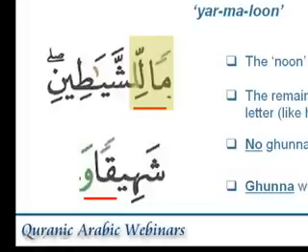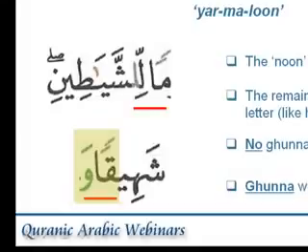So they've actually put the shadda in for us to show us the assimilation taking place, and it's one of the lar letters, so the assimilation takes place without nasalization, i.e. ghunna. So it's just malishayateen. The next example is shahi, and then it should normally be qan wa, but we have fathatain followed by one of the yar maloon letters, which is waw. So we're going to do an assimilation.